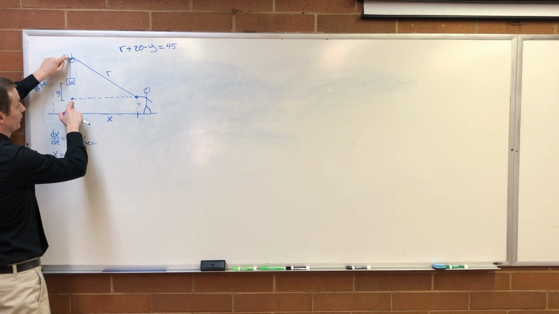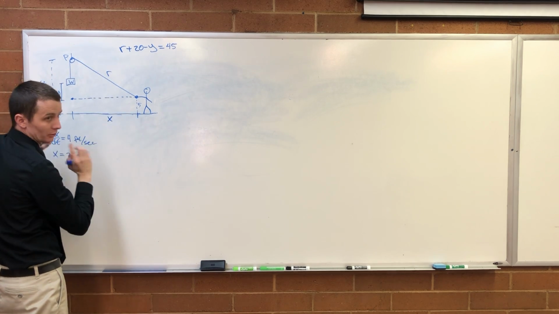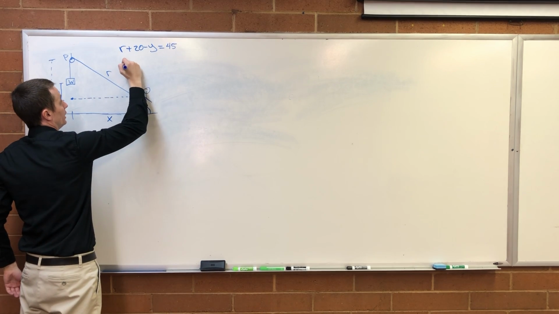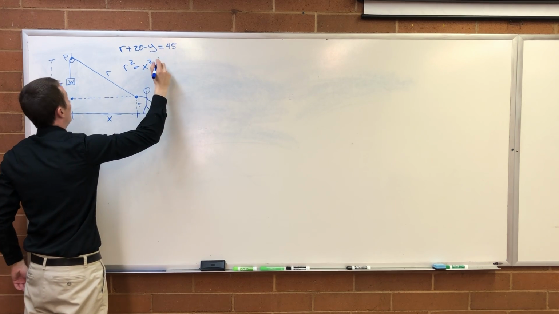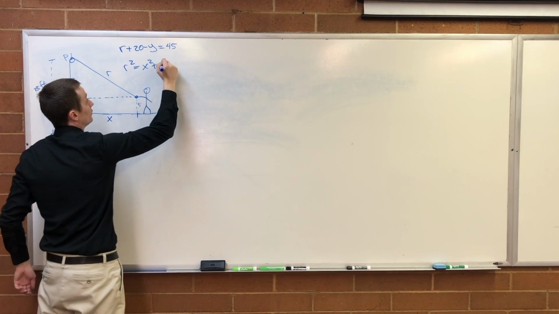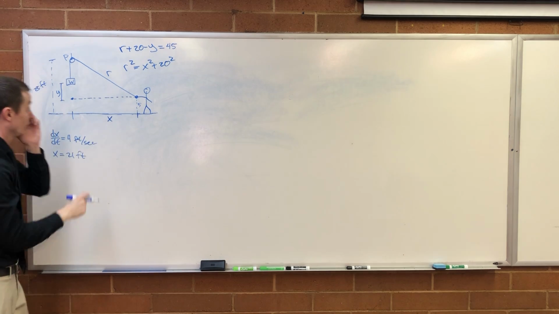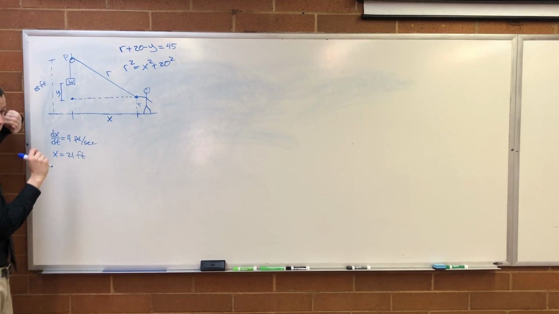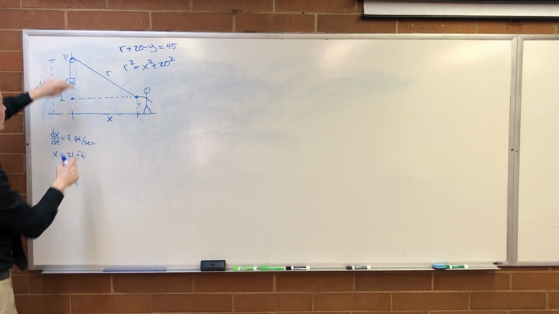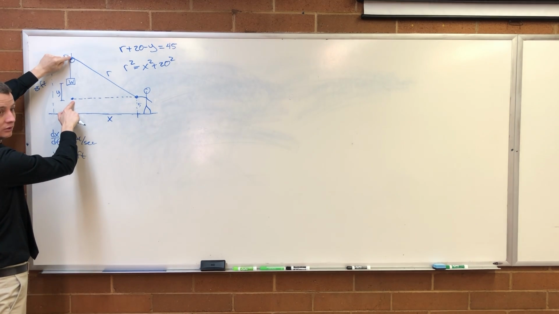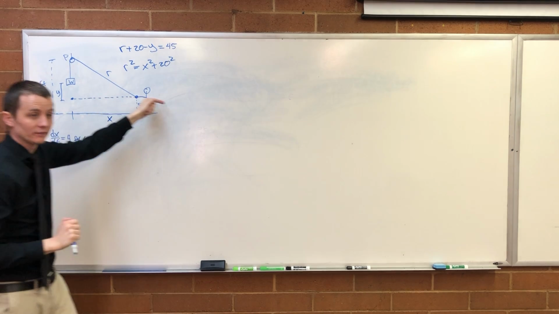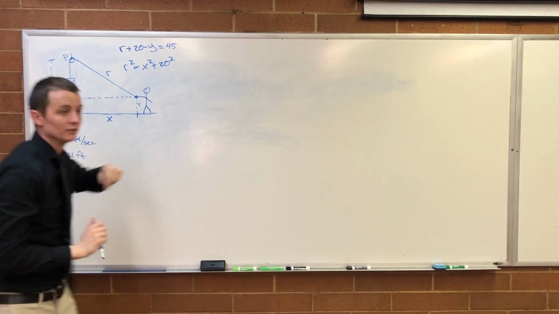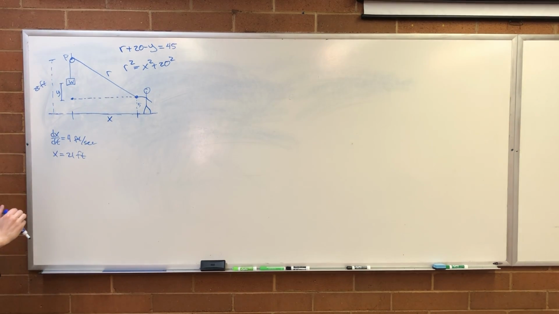I also know that for my triangle, this side squared plus this side squared equals this side squared. So R squared is equal to x squared plus 20 minus y squared, because we need the whole triangle. This side of the triangle doesn't change, but this side and this side do, as this guy walks away.